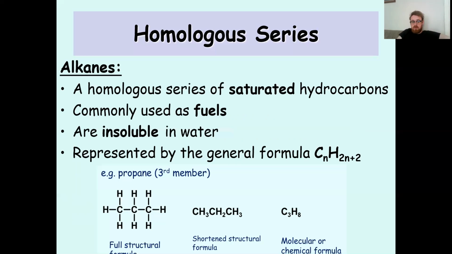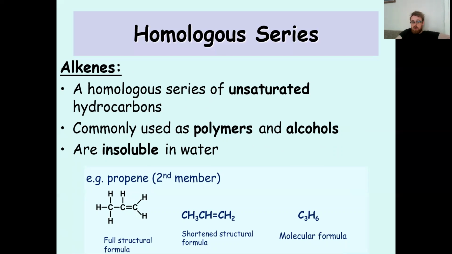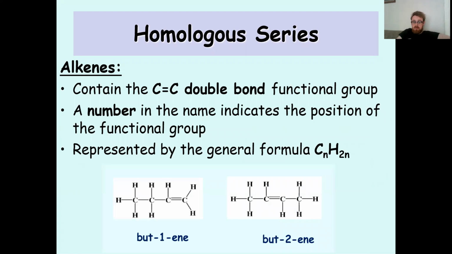Okay. Alkanes are saturated hydrocarbons, commonly used as fuel and insoluble in water. And remember, the general formula for that is CnH2n+2. The alkenes are unsaturated, commonly used to make polymers and alcohols, insoluble in water, and this has the general formula CnH2n, so not the plus 2. That contains a carbon-to-carbon double bond functional group. Remember, a functional group is just a part of the molecule that does a job. And the number in the name indicates the position of the functional group. So but-1-ene, but-2-ene.